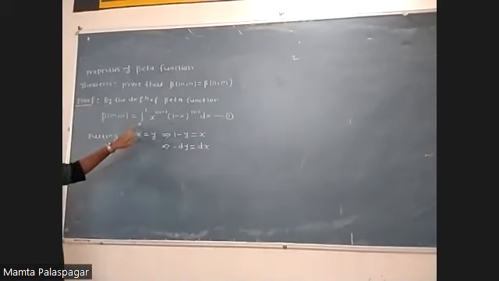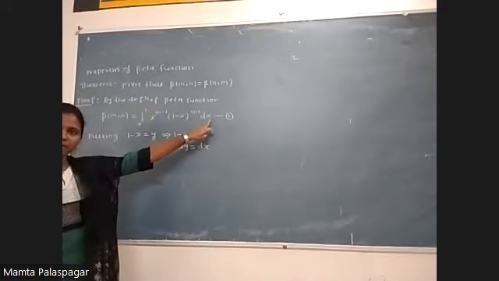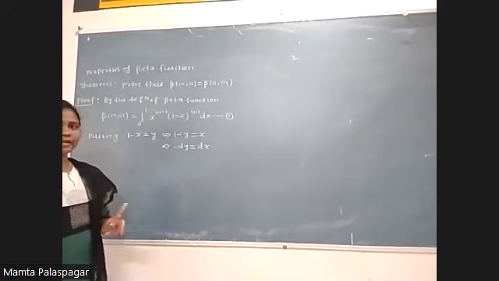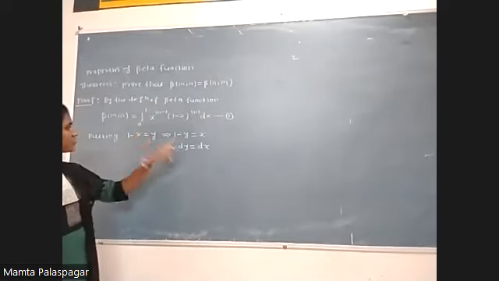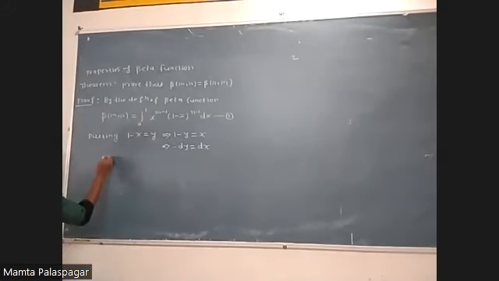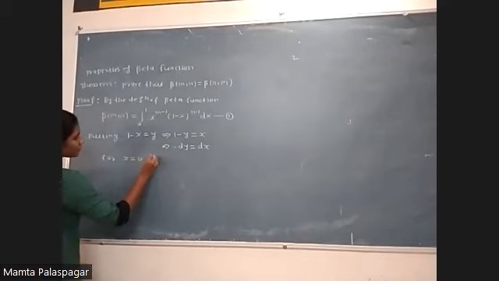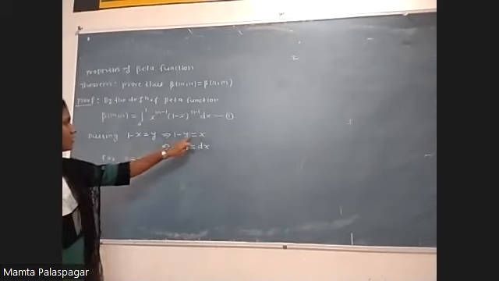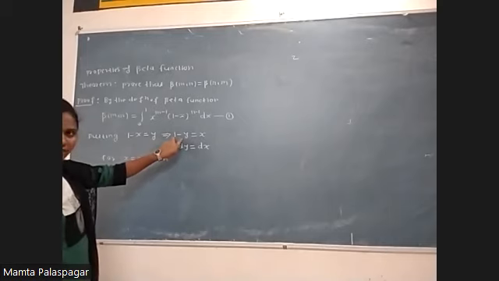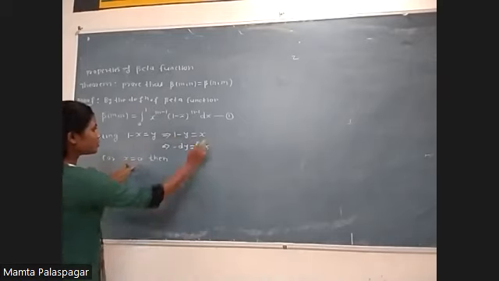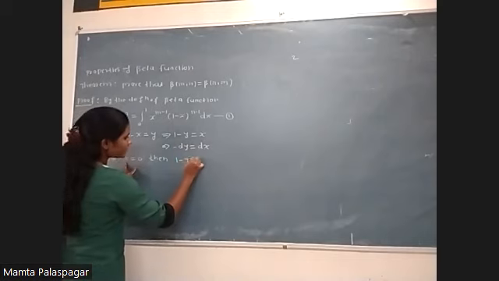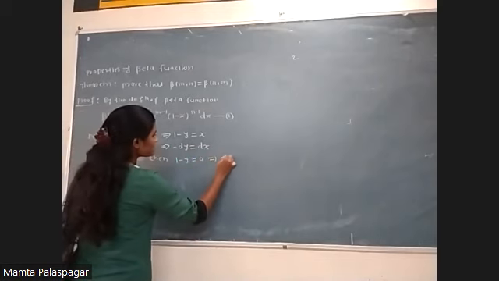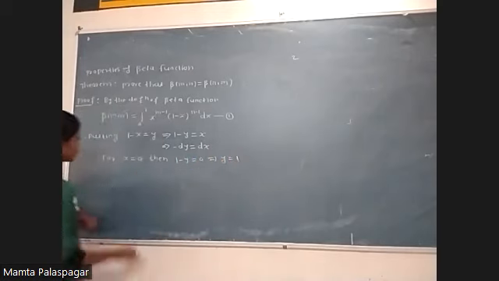Again, the given limits are for the variable x, so here we also need to replace these limits with limits for the variable y. In the next step, for x equals 0, as we know x equals 1 minus y, if x is equal to 0, then 1 minus y is equal to 0. So this implies y is equal to 1.